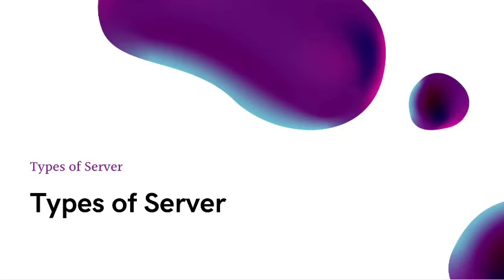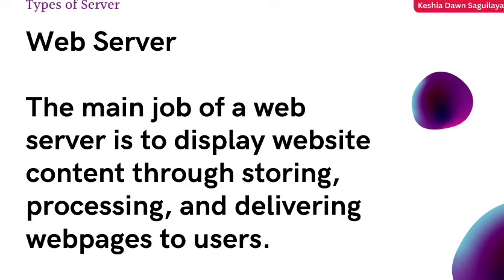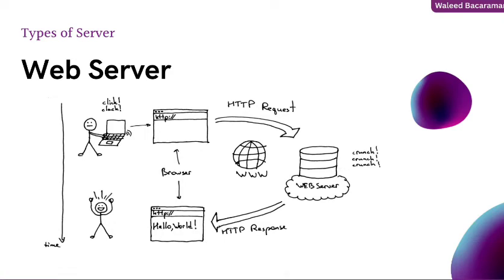Types of server. Web server. The main job of a web server is to display website content through storing, processing, and delivering web pages to users. So, yung web servers, nagpo-provide lang ng internet, web services. For example, as you can see here, pupunta kayo ng Google. Of course, ang tinatawag nyo ay yung web server ni Google. Tapos pupunta kayo ng Facebook or YouTube, yun ang tinatawag na web server. Hindi lang iisa ang web server, kundi marami sila.